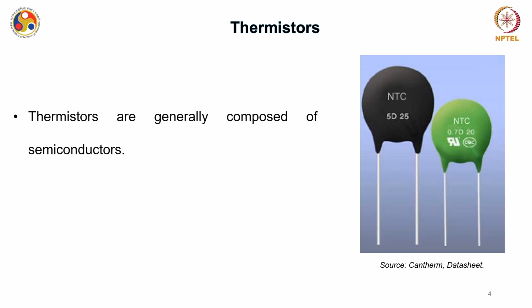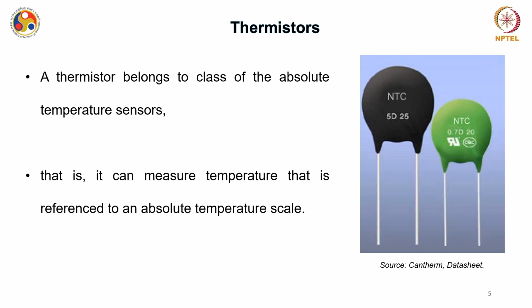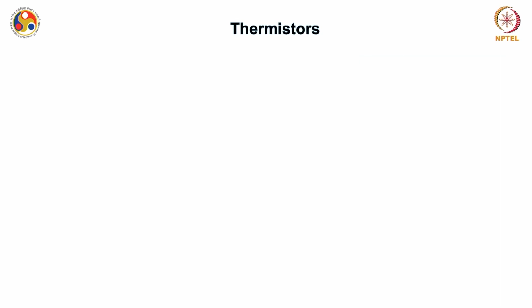These metal oxides are mostly semiconducting in nature, from narrow band gap to even wide band gap. There is a huge class of metal oxides available, and for the fabrication of thermistors we select categorically some of the semiconductors, and we will see what important parameters we keep in mind while selecting a particular metal oxide for thermistor applications. A thermistor belongs to the class of absolute temperature sensors, that is, it can measure temperature with reference to a certain absolute temperature scale.